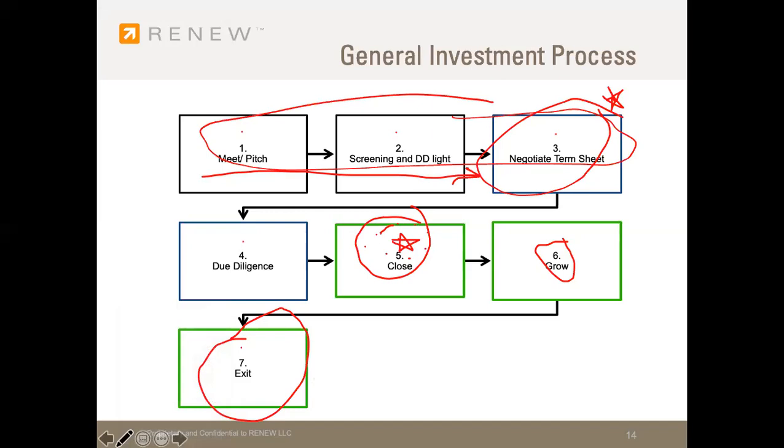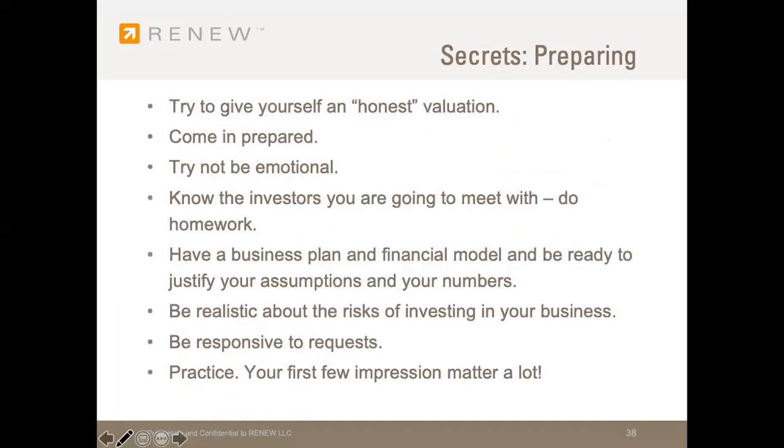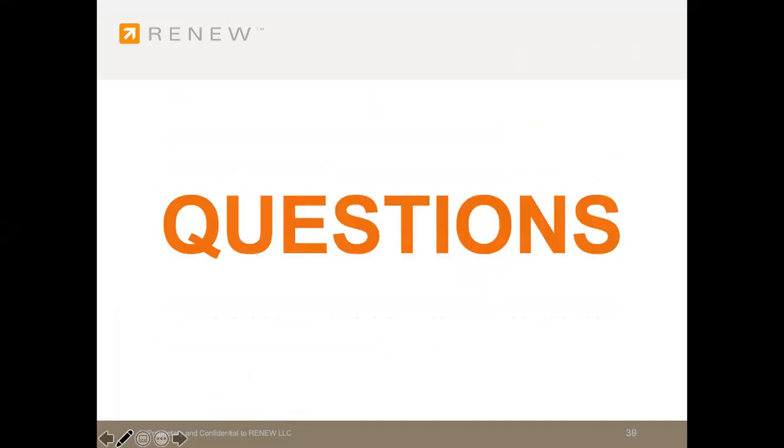I think we've got questions coming in. My recommendation: increase the value of your business. Show up strong. Try not to be emotional when you're doing your valuation. Know the investor you're meeting with. Have that business plan and the financial model ready. Be realistic about the risks. Be responsive to requests and practice. And you will definitely get a higher valuation. So, Mary, go ahead. Sure.